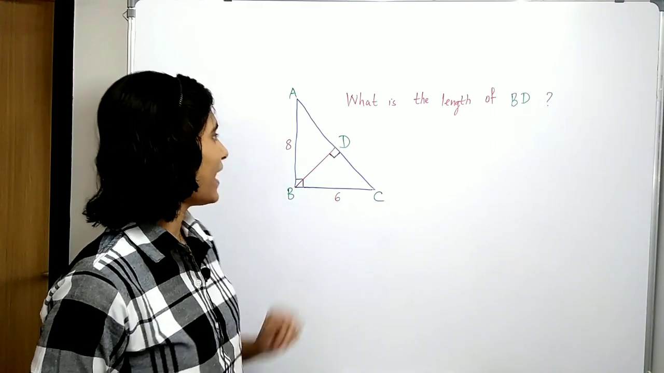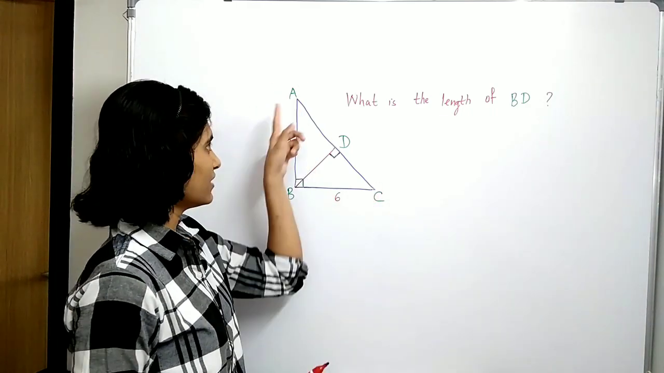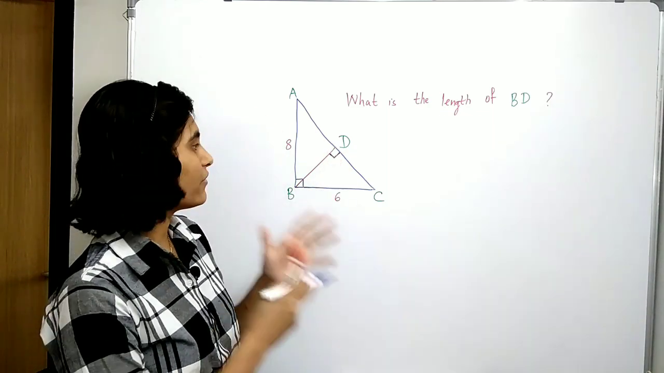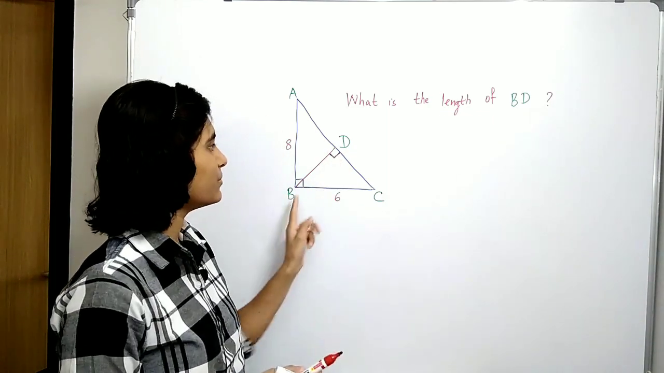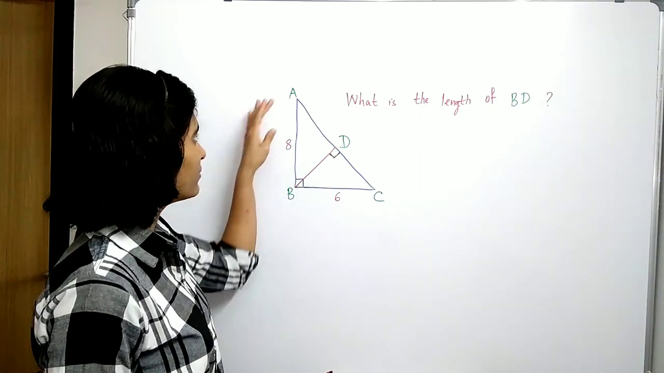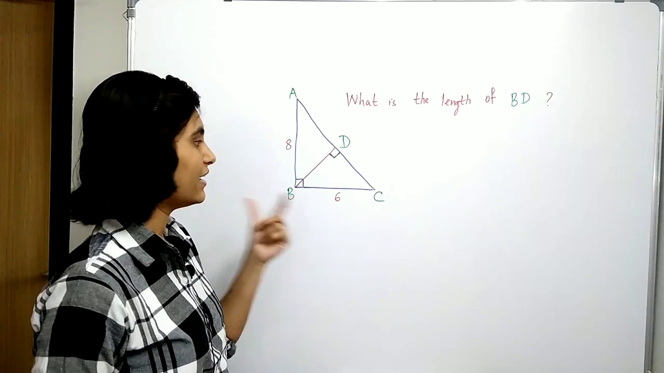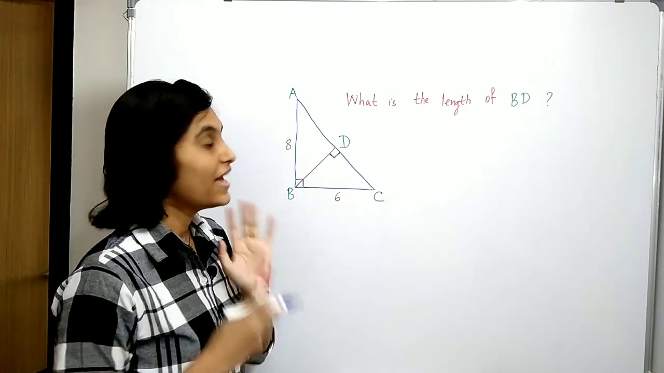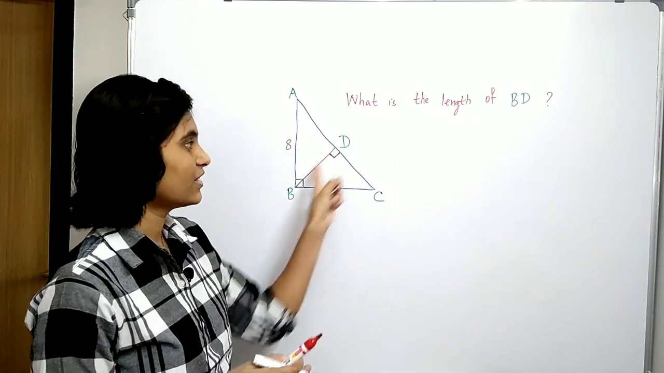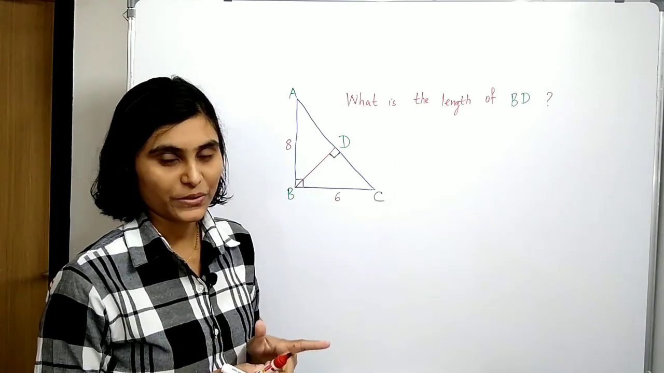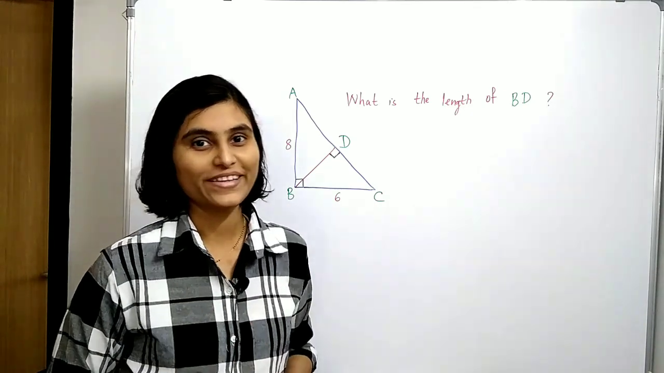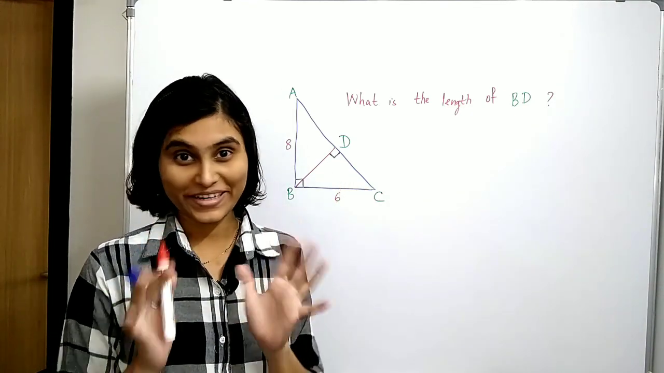So here we have a right angle triangle ABC, and inside this right angle triangle we have another right angle triangle which is BDC, as you can see in this figure. And we have length of AB as 8 and length of BC as 6. And here the question is, what is the length of BD? We have to find out what is the length of BD. So it is a problem from elementary geometry. Think for a while. The solution of this problem is very interesting.